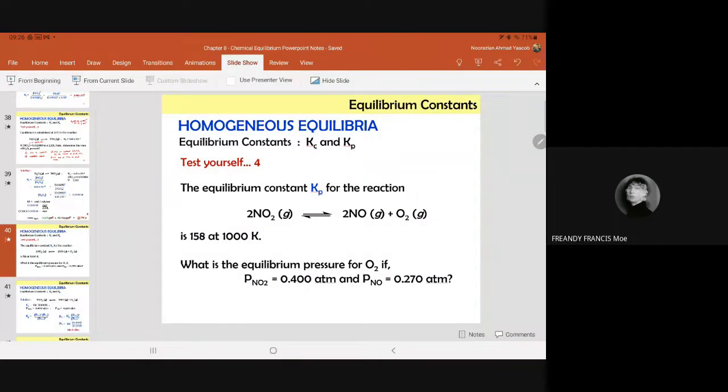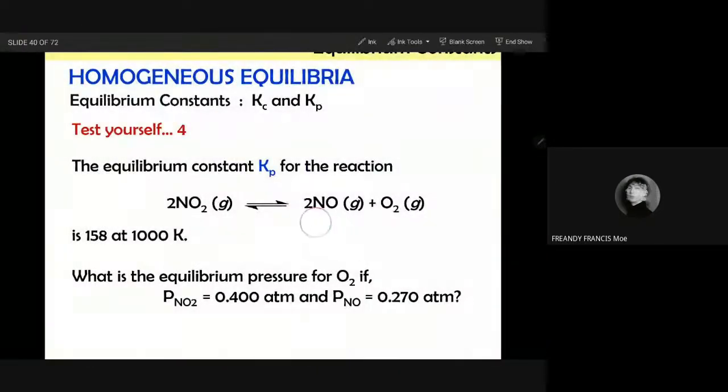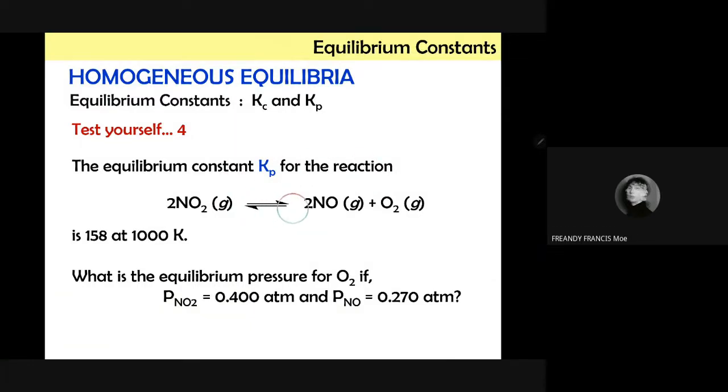Okay, so I want you to try to answer this question. Okay, so dia bagi tahu Kp dia adalah 158 at 1000 Kelvin. So ini adalah suhu dia. What is the equilibrium pressure of O2 if PNO2 dan ini adalah 0.4 atm dan 0.2 atm. So ini kita kena guna Kp pula. Kita guna Kp dalam bentuk gas. So try to answer this.